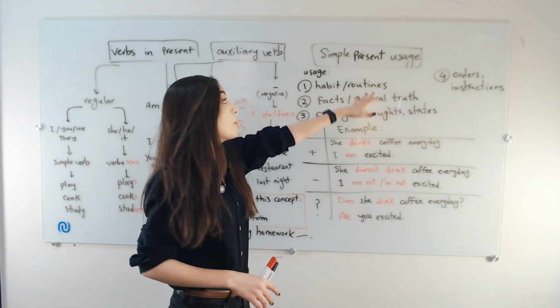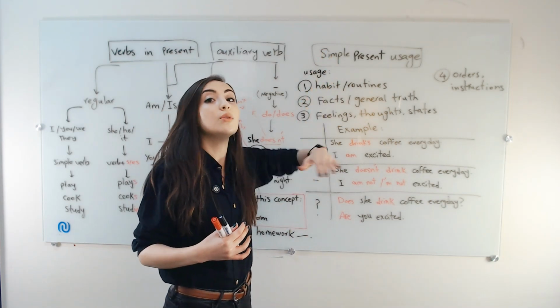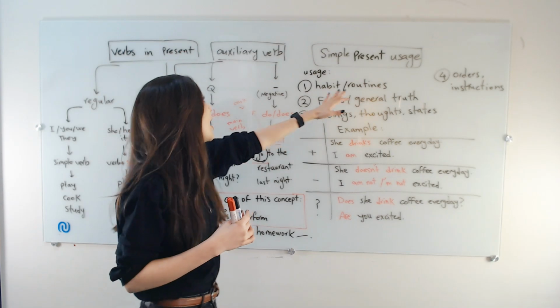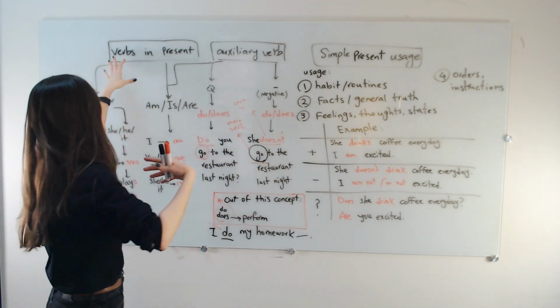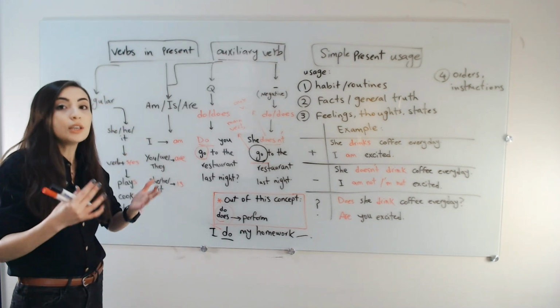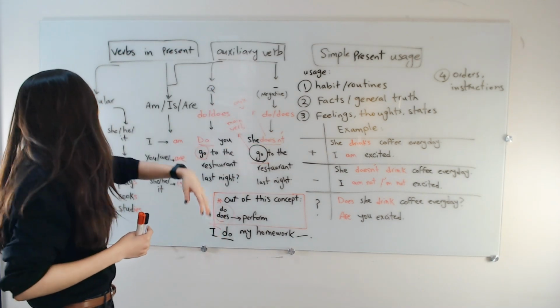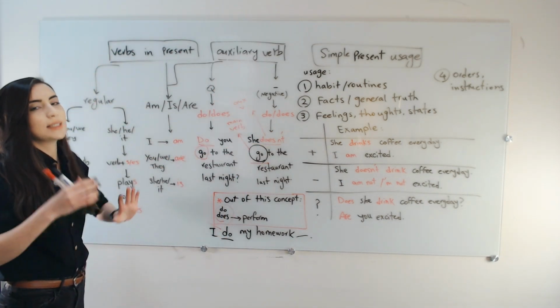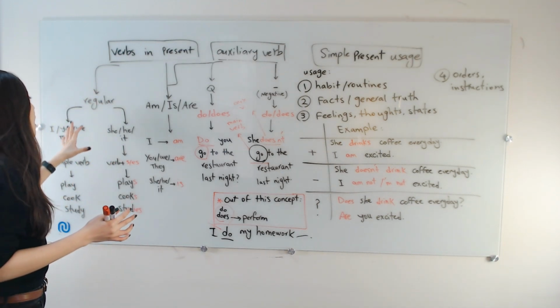Again, in the same structure, before going for actually describing the conditions that we use simple present in, I want to go for something more fundamental, which are the verbs in a way that we use them actually in simple present and the auxiliary verb. So, the verbs in present, how do we use them? It's very simple. The verbs are two types.